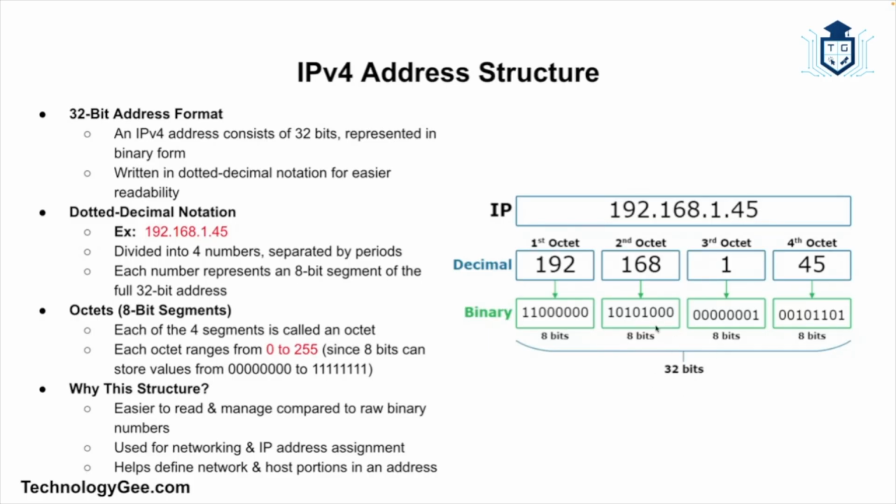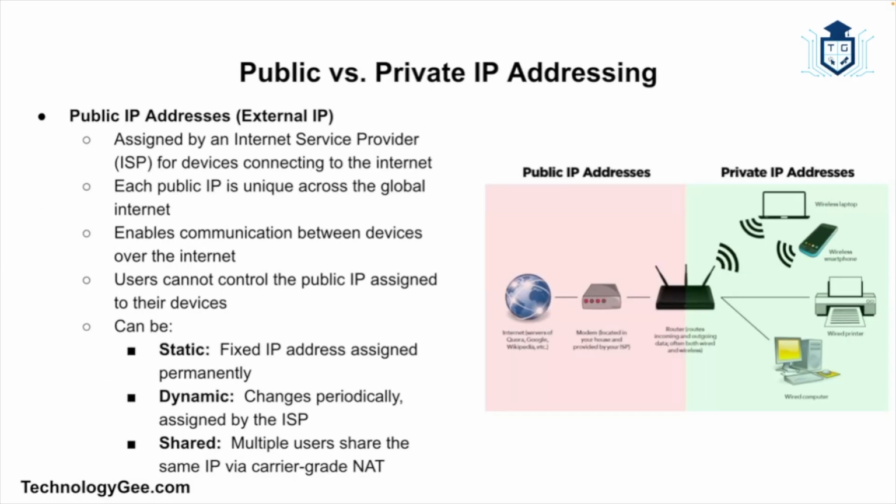So for example, as you can see in this picture right here, you have the binary representation of 192.168.1.45 down here at the bottom. All right, so let's move on and talk about public versus private IP addressing.